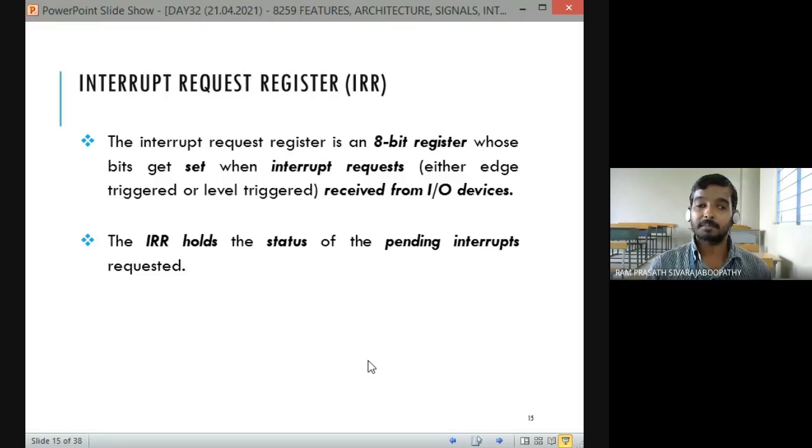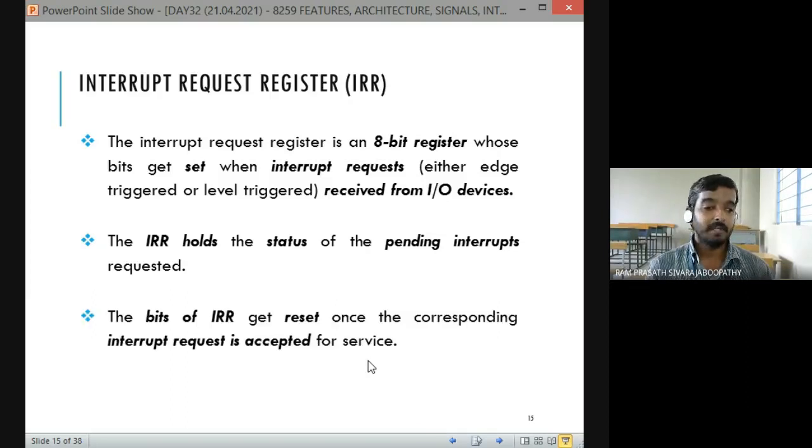If we consider only those interrupts that are currently interrupting me, it is called level trigger. What does edge trigger mean? The interrupt request is stored. After I have resolved the high priority interrupt and serviced it, I will go with the next level priority. Fine? Okay. So the bits of IRR get reset. When will it reset? It's very, very important. When will it reset?